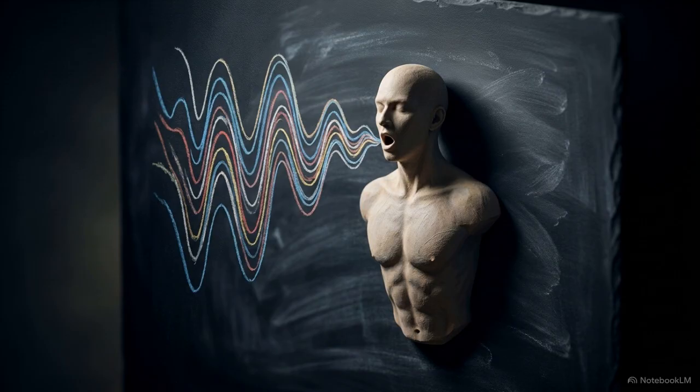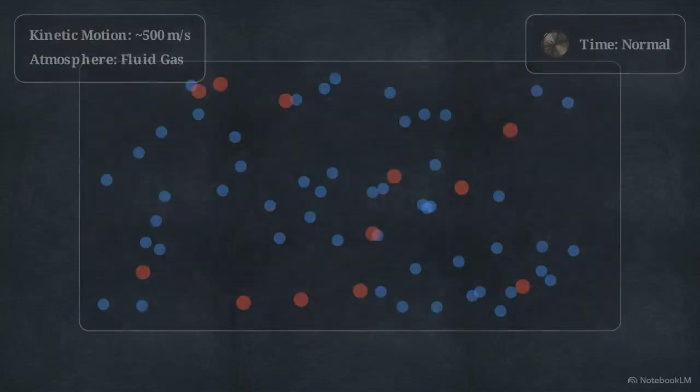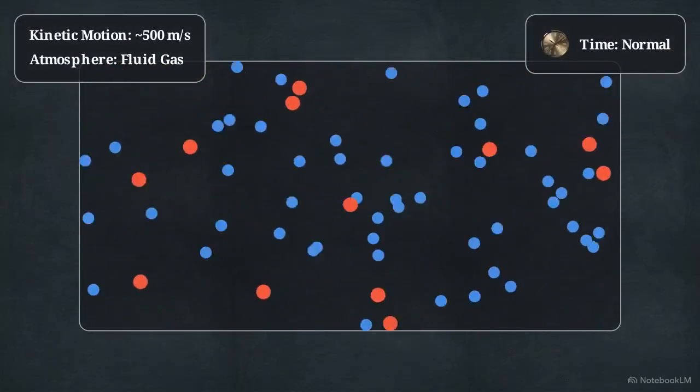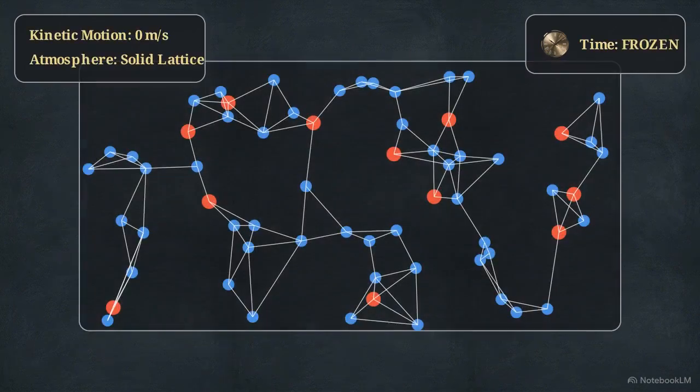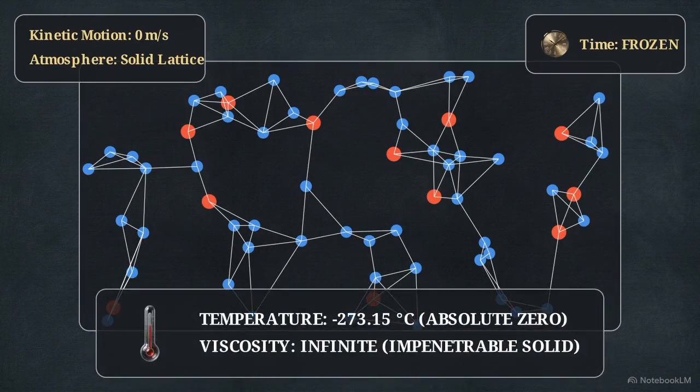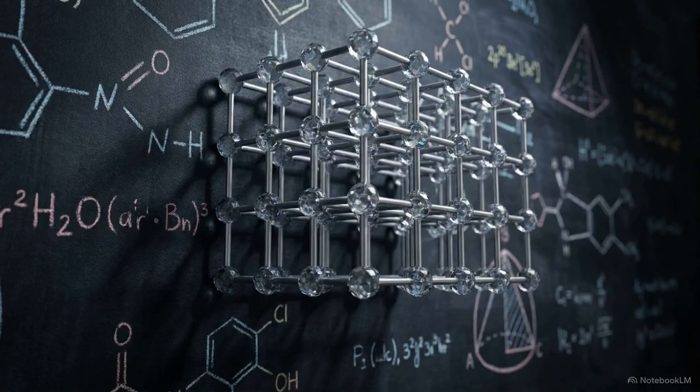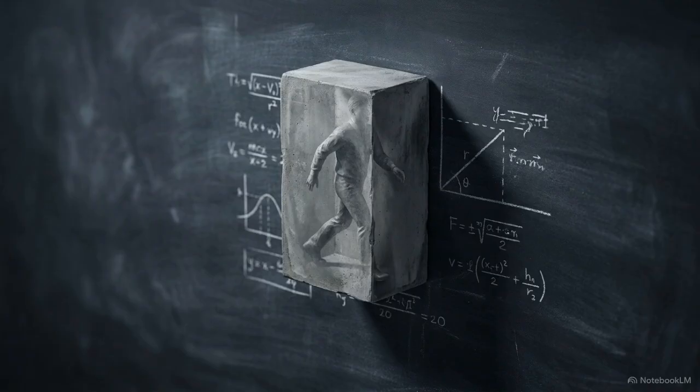The danger then extends to the air. At room temperature, nitrogen and oxygen molecules zip around at roughly 500 meters per second. When time stops, this kinetic motion drops to exactly zero. The atmosphere ceases to behave like a gas and becomes a solid lattice of stationary molecules. With infinite viscosity, the air would hold you in place like a block of concrete.